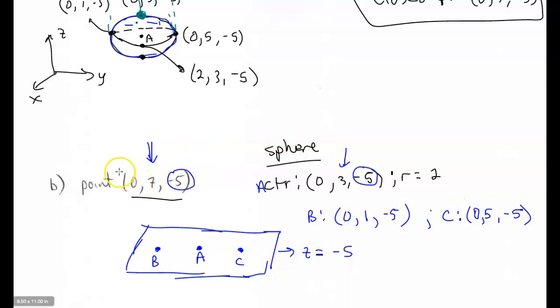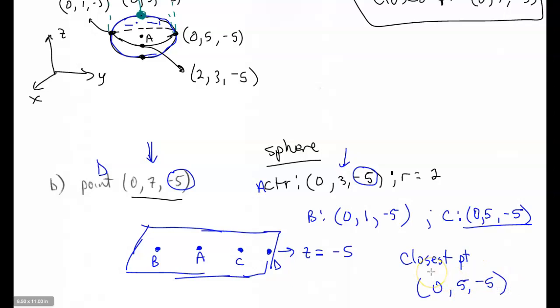Now the point, and we'll just call this D, the point 0, 7, -5 is actually going to be over here. Okay. And so of course point C, which is 0, 5, -5, would be the point that's going to be closest to that. And so that's why that should be the final answer for that. Okay. And so our answer here would just be closest point is going to be 0, 5, -5.